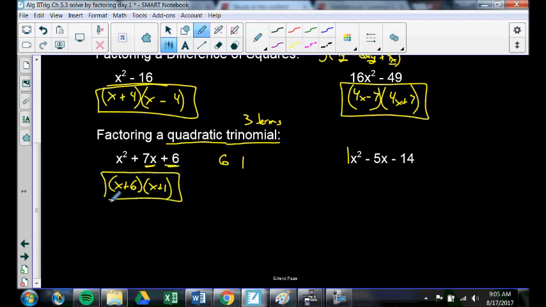You want numbers that multiply to c and add to b. Remember, we have ax squared plus bx plus c. Multiply to c and add to b. Technically, you want numbers that multiply to ac and add to b.